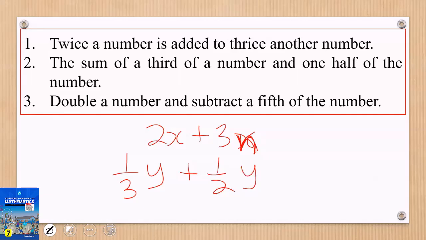Then the final one: double a number and subtract a fifth of the number. So double a number, and subtract a fifth of the number. Then it goes like this: 2n minus 1/5 n. Right, so this is how we can write algebraic expressions from mathematical statements. Thanks so much for watching.